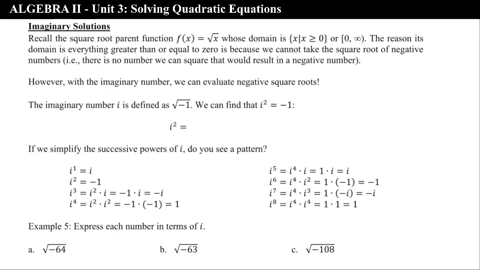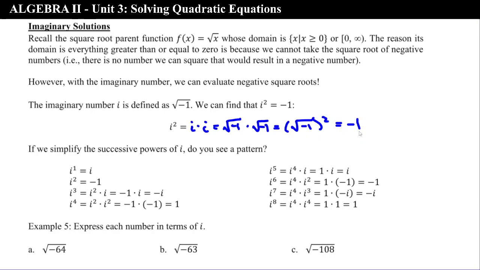Well, if we know what i is, can we find what i squared is? Well, i squared is simply i times i. And if we know that i is the square root of -1, we end up with the square root of -1 times the square root of -1. Well, that's just the square root of -1 squared. And when you square the square root, you end up with -1. So if you square an imaginary solution, you're going to end up back with a real solution, and that real solution is -1.